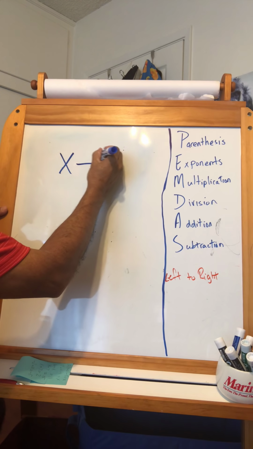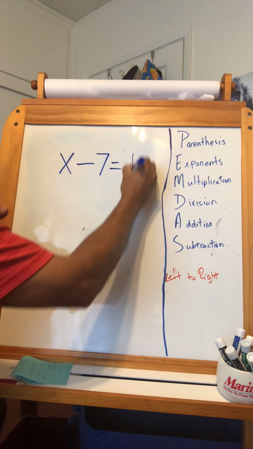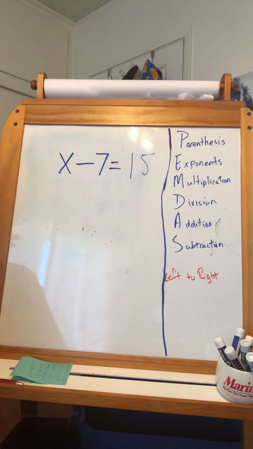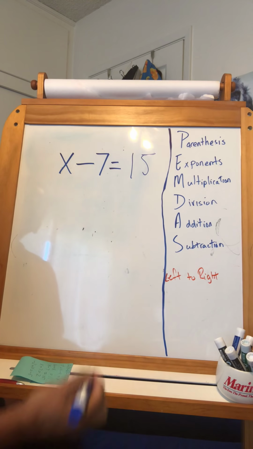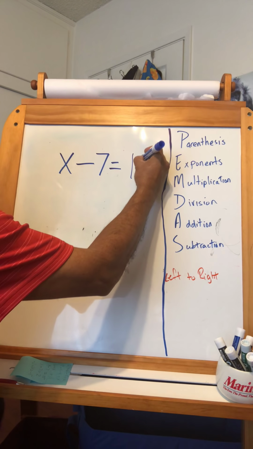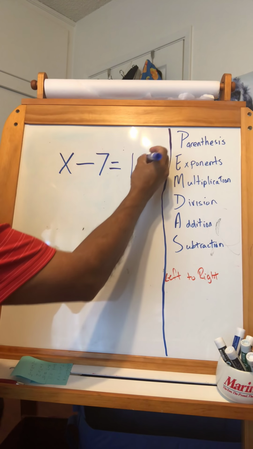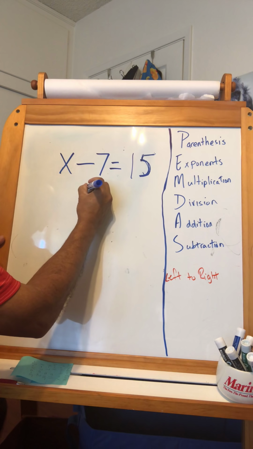Now, I want you guys to think about that number line that we talked about earlier. We're going to start playing with negatives and positives. X minus 7 equals 15. Well, inverse operation. In case anyone has any doubts, that is a 15. So the inverse of negative 7 is positive 7.